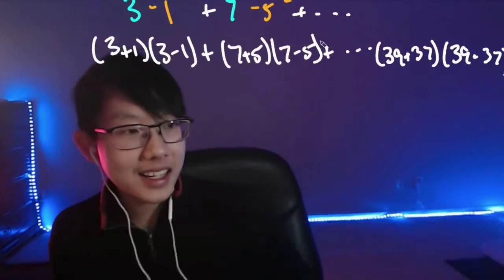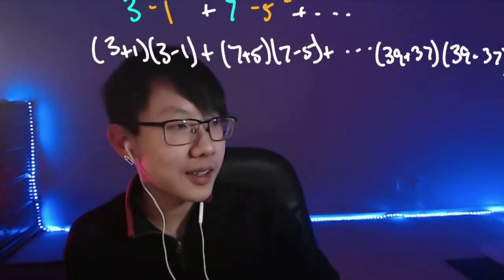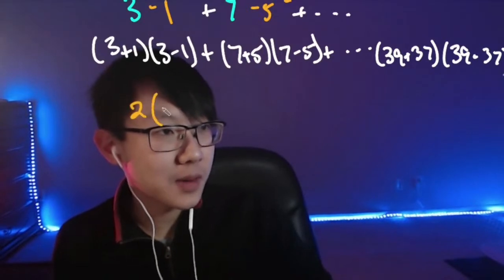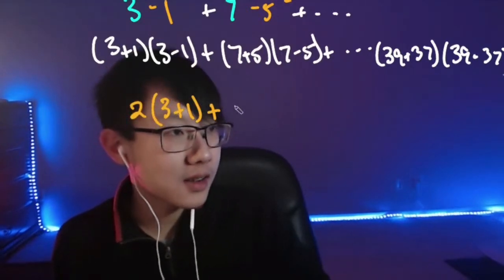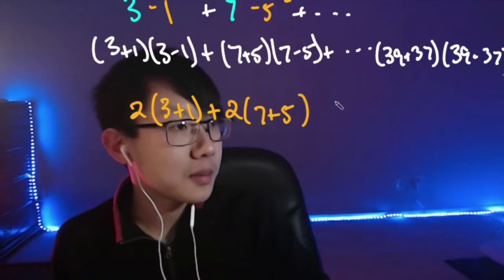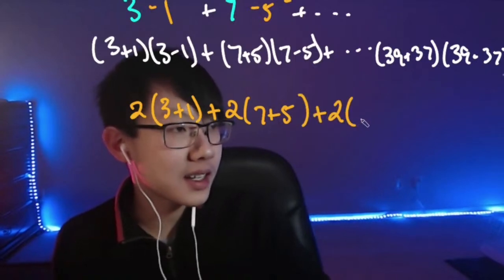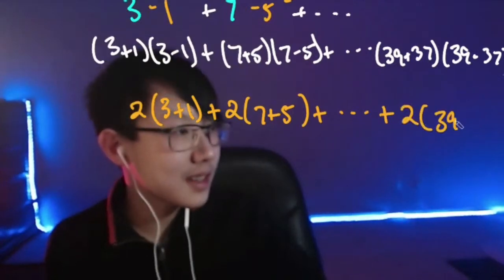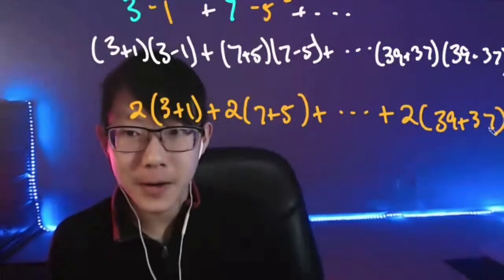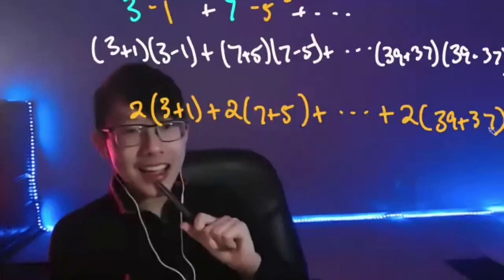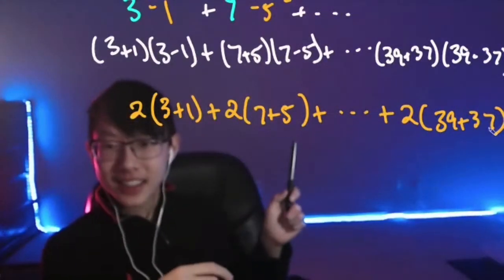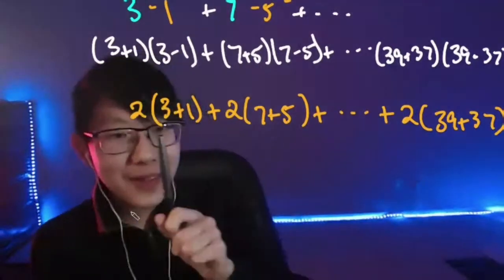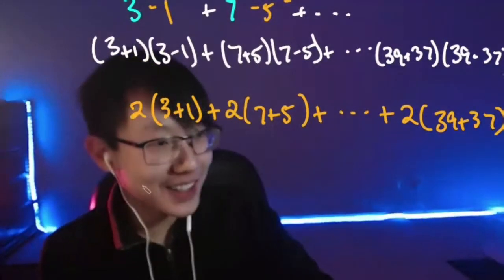So what this is saying is now we're doing 2 times 3 plus 1, plus 2 times 7 plus 5, plus 2 times, actually, here, I'll just do that. So on and so forth, all the way to 2 times 39 plus 37. Right? And here's the thing. This is a lot easier to calculate, but wait a minute. I can make this easier to calculate. They all have a bunch of 2's, right? So why not just factor out the 2's?